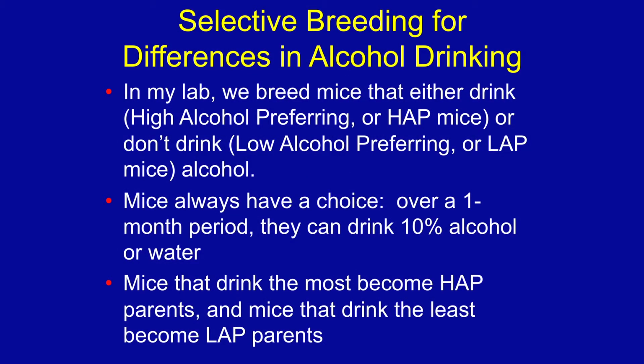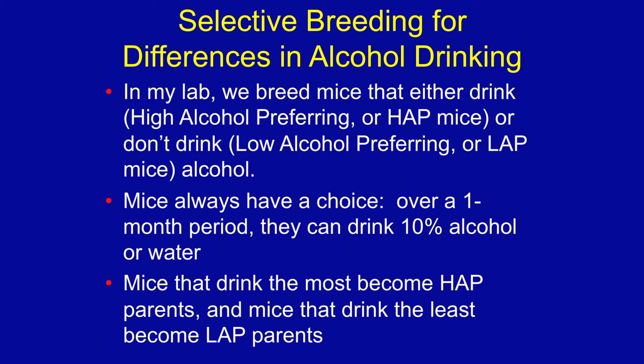So in my lab, we selectively breed animals for differences in alcohol consumption. So we actually have these different lines of mice. We have high-preferring mice that like to drink alcohol when it's available, and low-preferring mice that really won't touch the stuff. And the way we breed them is that we give all of our mice a choice. Over a one-month period, they have access to just a water tube or a tube that contains unflavored but 10% alcohol. The ones that choose to drink the alcohol, we breed them and they become the high alcohol preferring line. And the ones that choose not to drink alcohol, we breed them and they become the low preferring line.